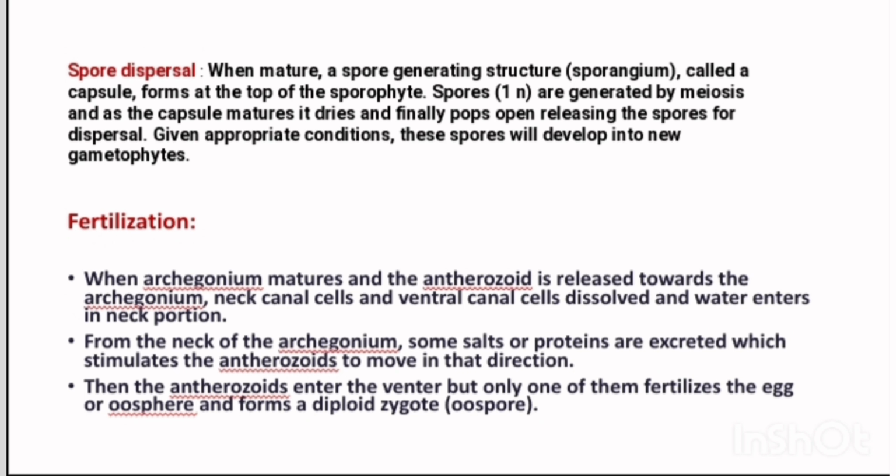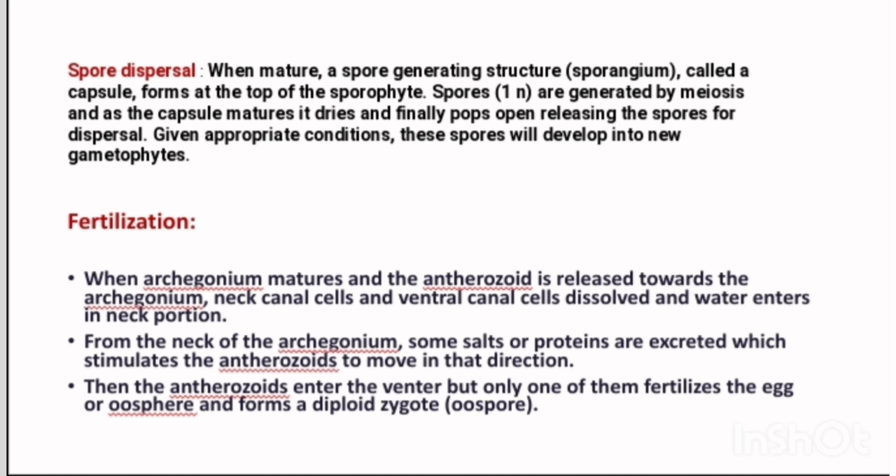The spore dispersal mechanism is by a spore-generating structure called a capsule, which forms at the top of the sporophyte. Spores are generated by meiosis, and as the capsule matures it dries and finally pops open, releasing the spores for dispersal. Given appropriate conditions, the spores will develop into new gametophytes.